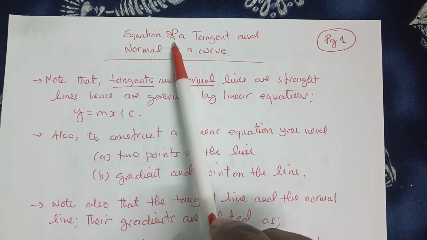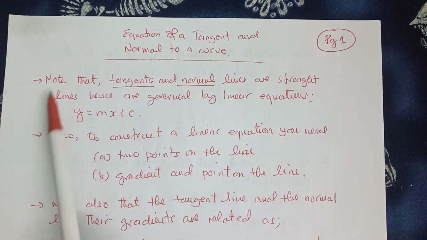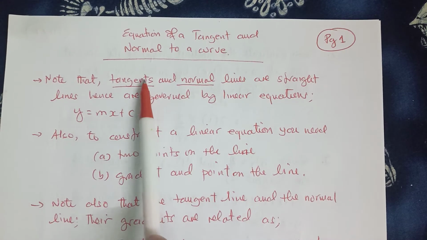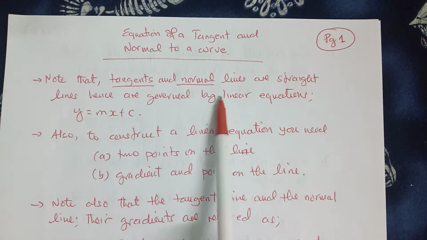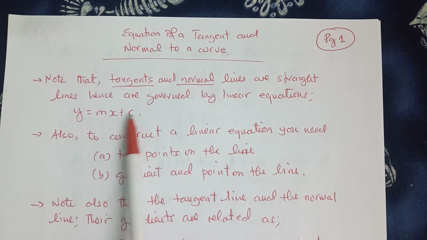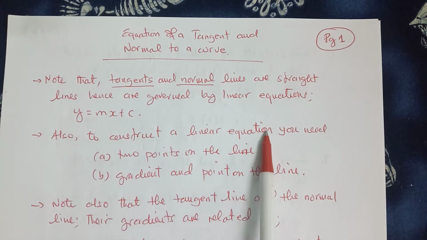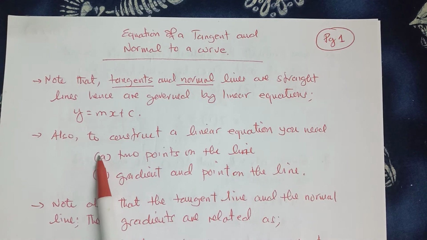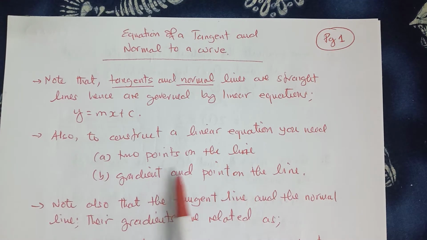Today we're going to talk about the equation of a tangent and normal to a curve. A few things to note. Tangent and normal lines are straight lines, hence are governed by linear equations of the form y = mx + c. Also, to construct a linear equation, you need either A, two points on the line, or B, a gradient and a point on the line.